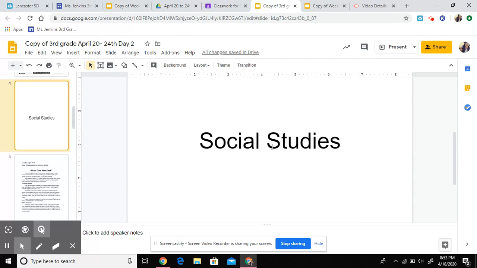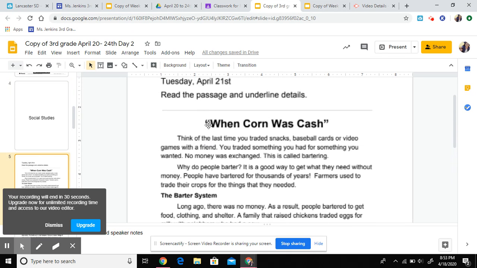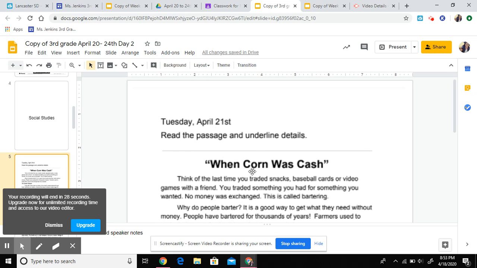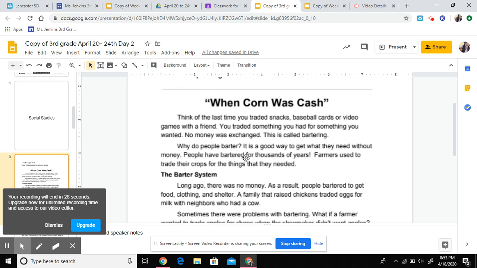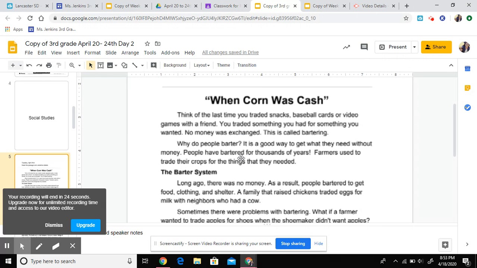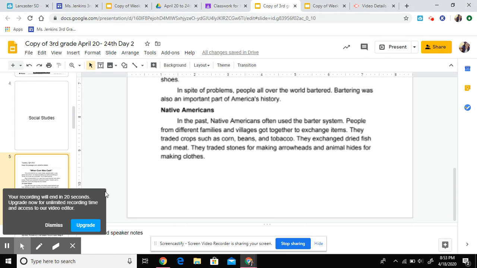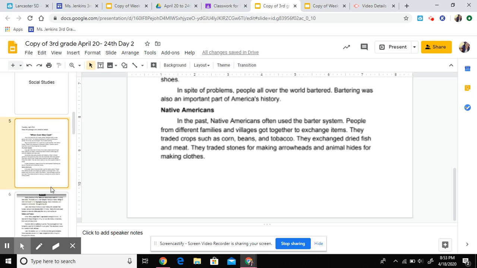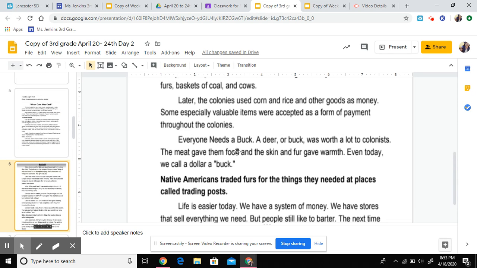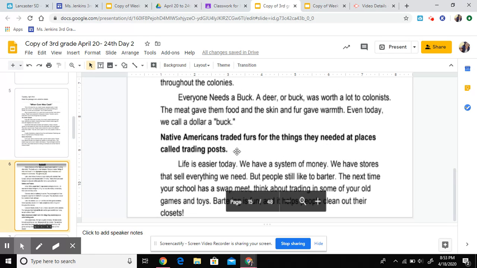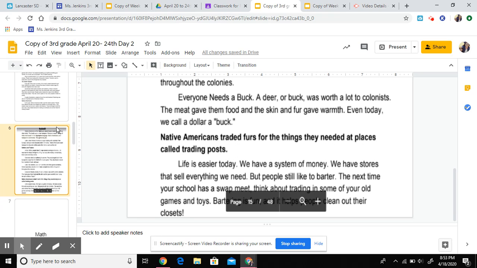Okay, now we're going on to social studies. So for social studies, all you're doing is reading the passage and underlining details that you think are important. You can highlight them, underline them, circle them, whatever way that you find is the best. And then keep going down to this one. And that is your social studies.